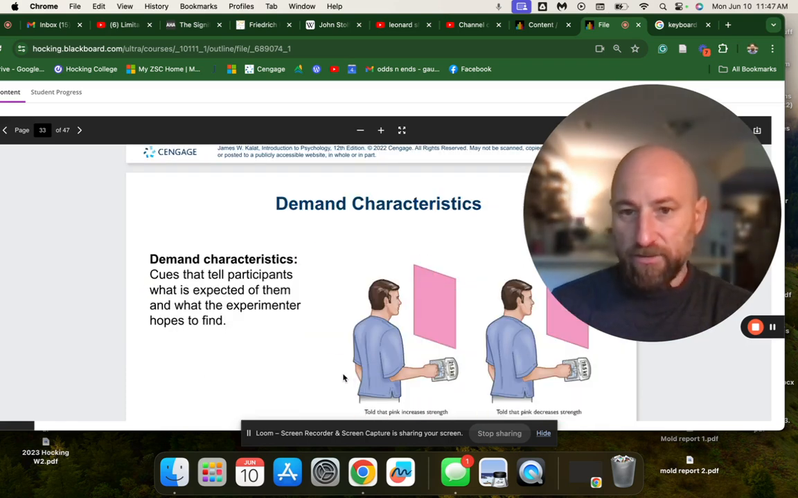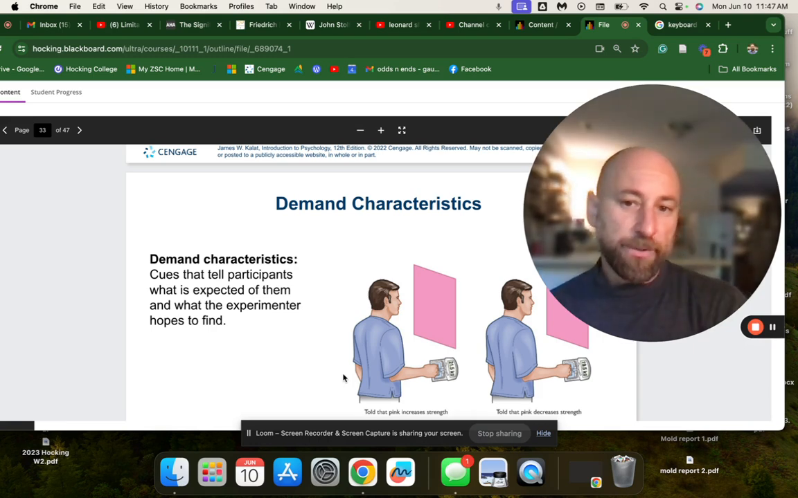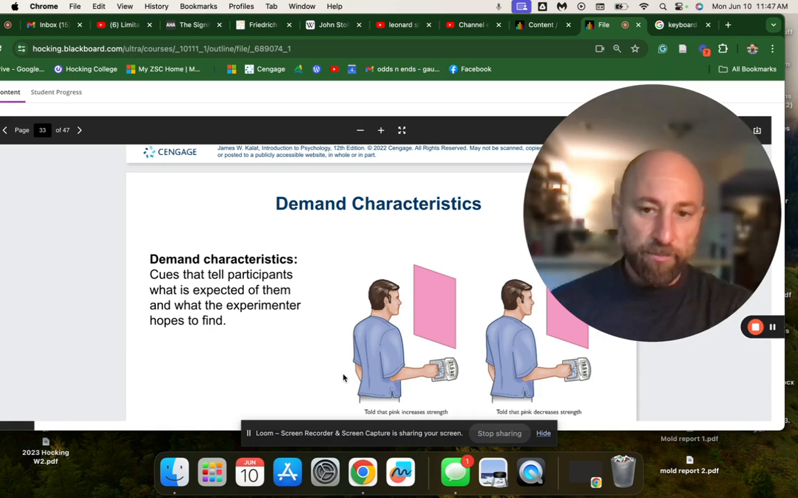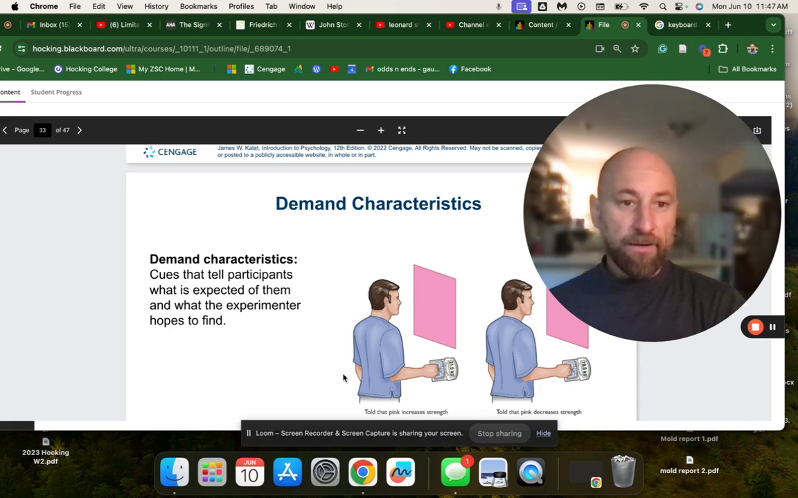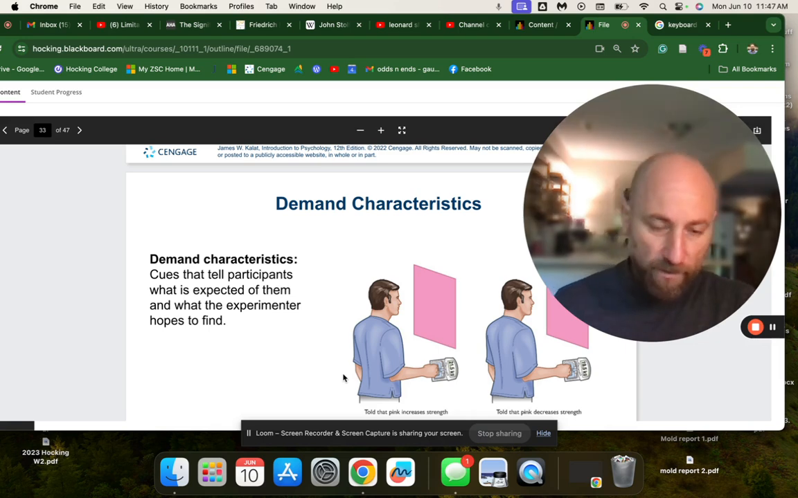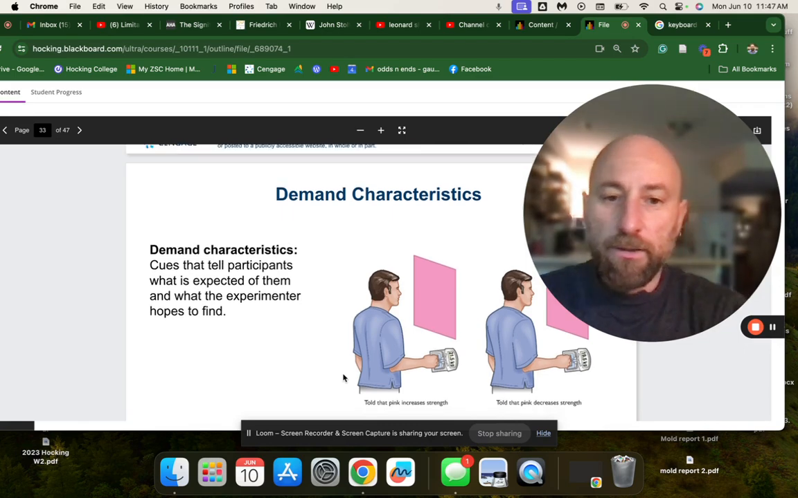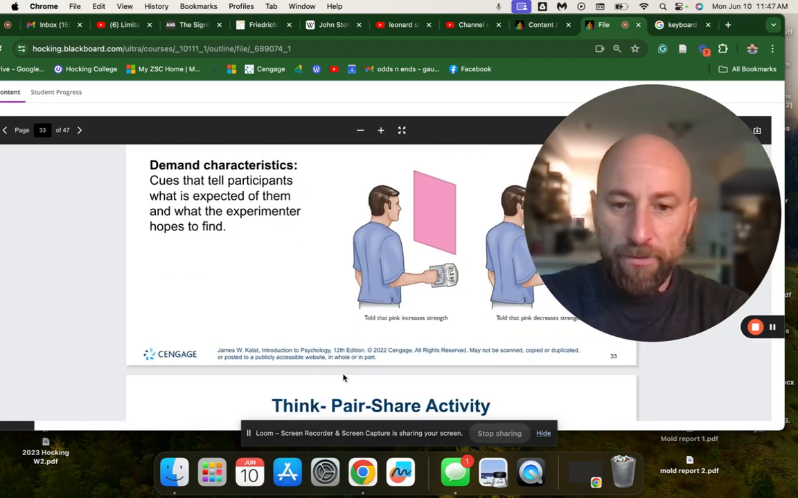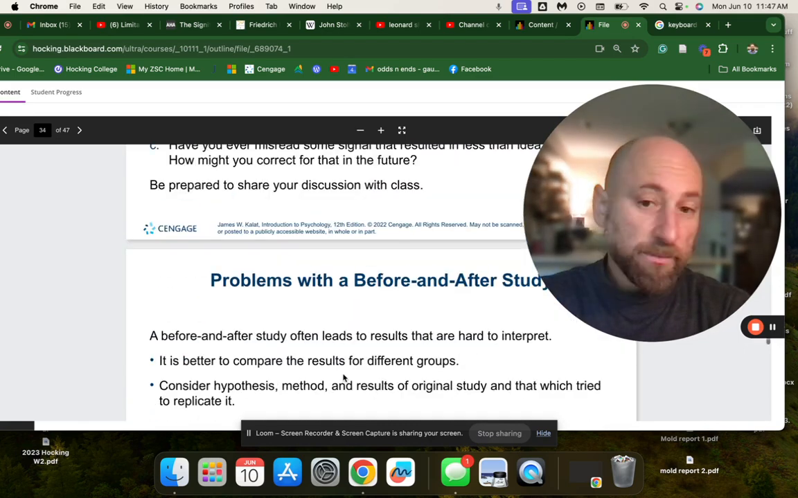Demand characteristics. These are clues that tell participants what is expected of them and what the experimenter hopes to find. Typically you have a person conducting and overseeing the experiment. They know what's going on. They would have a research assistant who doesn't really know what the experiment's about, conducting these experiments. Hopefully that reduces demand characteristics, but there's always the possibility that it can happen.